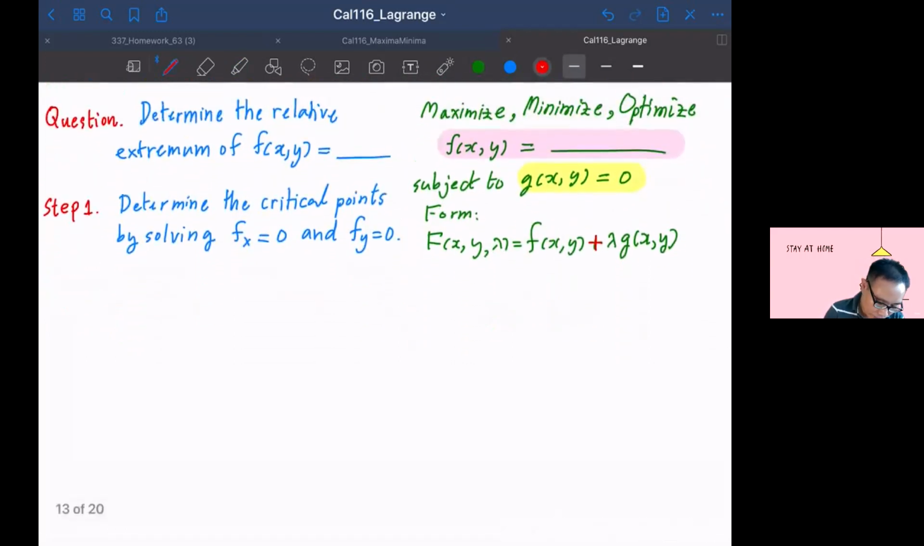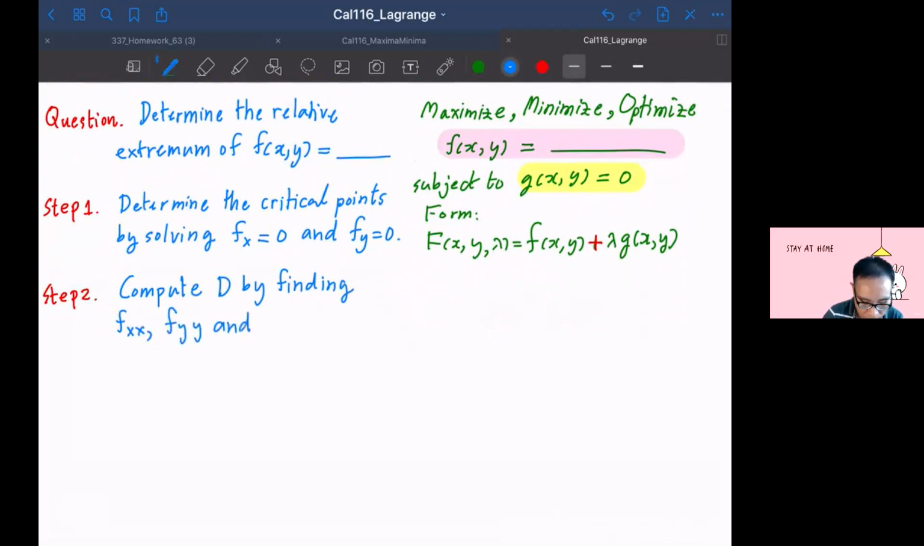And step 2, you're gonna compute the second derivative. So you compute D by finding fxx, fyy, and fxy, okay? And you have D equal to fxx times fyy minus fxy squared.